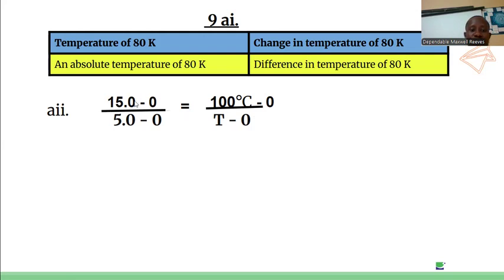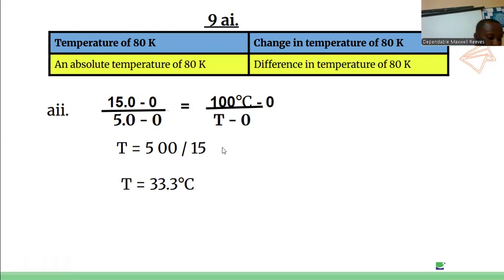So 15.0 minus 0 gives us 15. 15.0 times T, we get 15T. 100 degrees Celsius minus 0, we get 100. 100 times 5.0, we get 500. So T is equal to 500 divided by 15, because we want T to stand by itself. Dividing 500 by 15, we have 33.3 degrees Celsius. So this is our answer for question 9A2R.